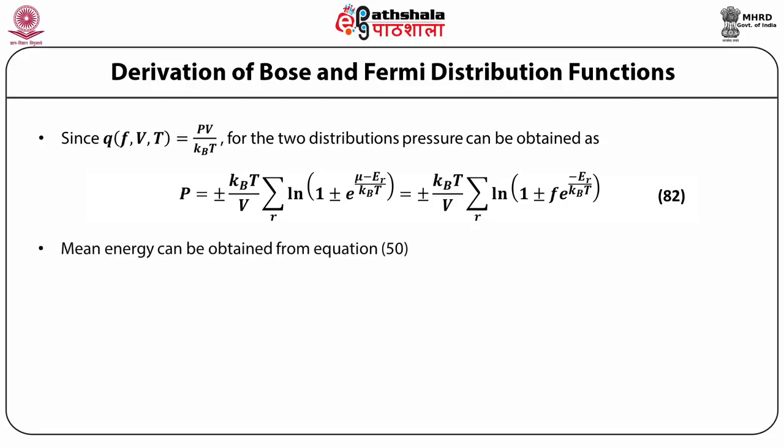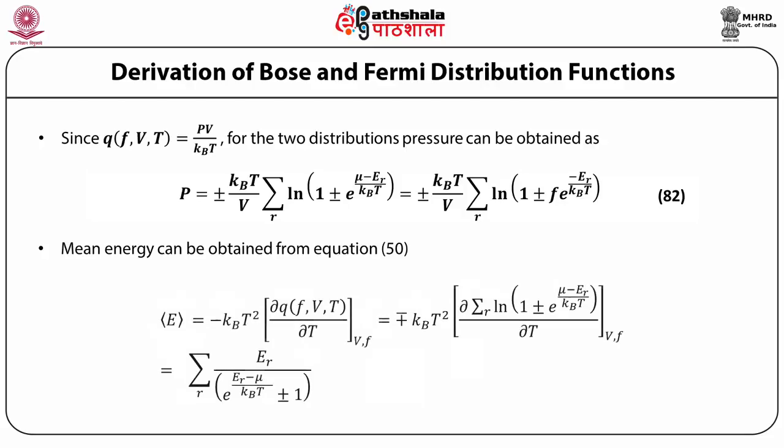Mean energy can be obtained from equation 50, which is mean value of internal energy is equal to minus kBT square partial derivative of Q with respect to T at constant V and f, which is equal to minus plus kBT square multiplied by partial derivative of summation over r log of 1 plus minus e raised to power mu minus er upon kBT with respect to temperature at constant V and fugacity, is equal to summation over r of er upon e raised to power er minus mu upon kBT plus minus 1.